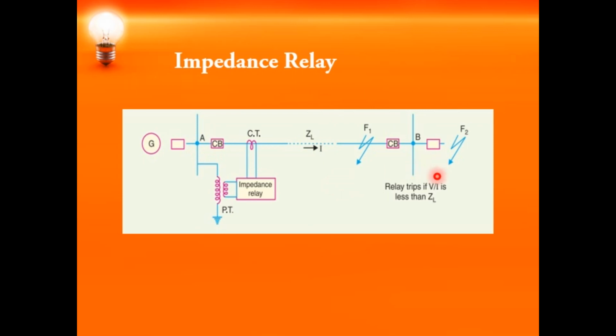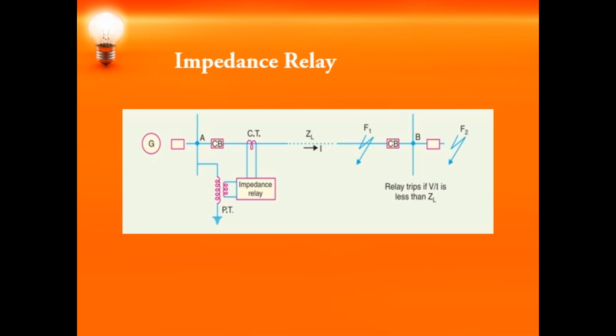In case a fault occurs beyond B, that is not in the protected zone, it is another zone of the protection. Suppose a fault occurs at F2, then the impedance is obviously greater than ZL, right? Then this particular circuit breaker will not operate. There will be another relay which is going to operate. So this is nothing but the basic principle of working of the impedance relay.